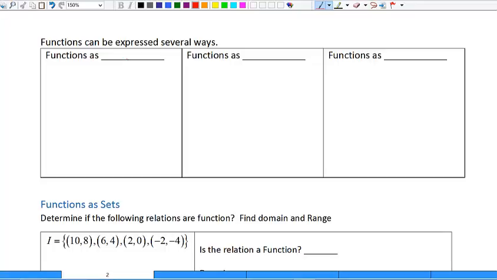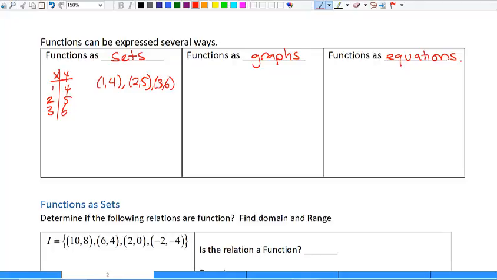Now, functions can be expressed in several ways. We are going to express functions as sets, as graphs, and as equations. Functions as sets can look a couple of different ways. They can look like t-charts, like 1, 2. So this is the points (1, 4), (2, 5), and (3, 6).